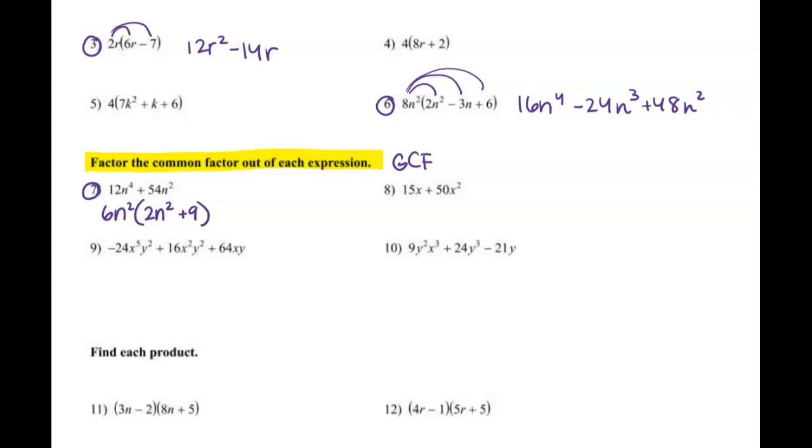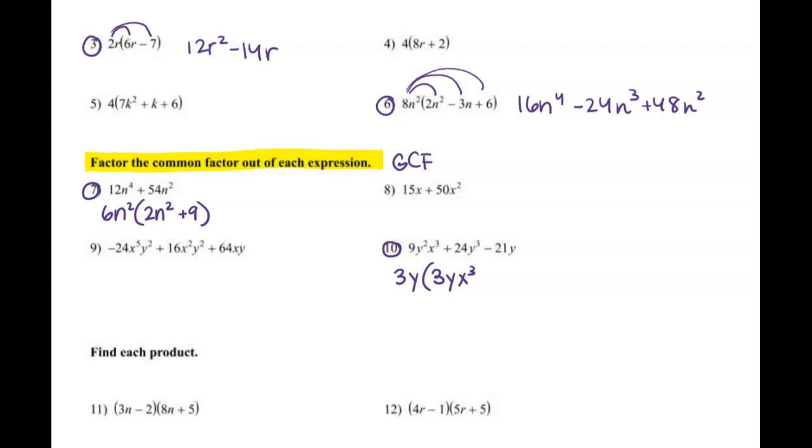Looking at number 10, let's think of numbers first. 9, 24, and -21, I can take out a 3. In terms of, let's see, I always like to put x first. We can't take out any x's though. In terms of y's, we can take a single y out of every term. So 3 times 3 is 9, y times y is y squared, and then we have an x cubed, okay? So 3y times 3yx cubed equals 9y squared x cubed.